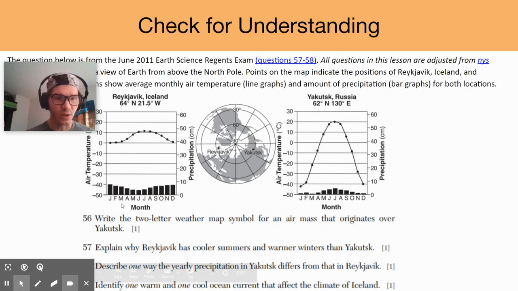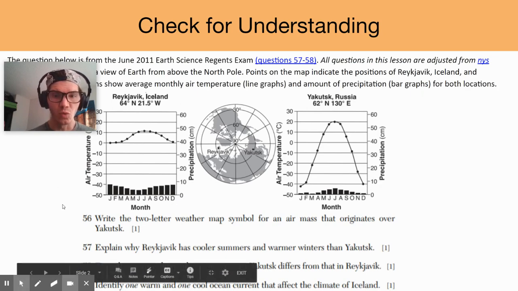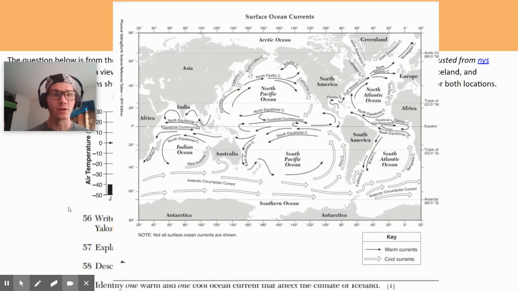And then for this last question, identify one warm and one cool ocean current that would affect the climate of Iceland. Well, we can just go here to the map on surface currents in the ESRT, and we would just need to remember where Iceland is. So if you remember, Iceland is on the Mid-Atlantic Ridge. A lot of these concepts keep coming back and forth from unit to unit, and Iceland is going to be right up over here.